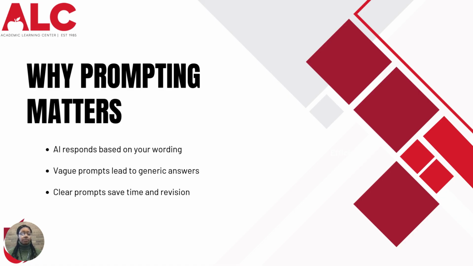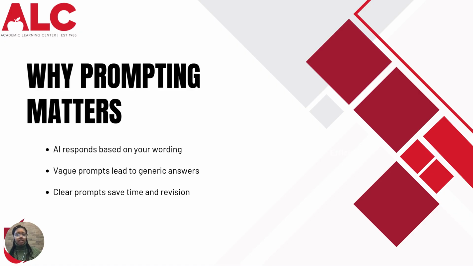And here's why prompting matters. AI responds based on your wording. It depends on your word choice, and it depends on how often you use it. We want to avoid vague prompts that lead to generic answers, which we'll talk a little bit about later. And clear prompts save time and revision. If you've used ChatGPT, for example, and you're constantly revising, it's because you're not really putting in the correct prompting for it. And really, that just stems from us not having AI literacy and AI not being taught to us effectively. So that's something we also have to keep in mind.